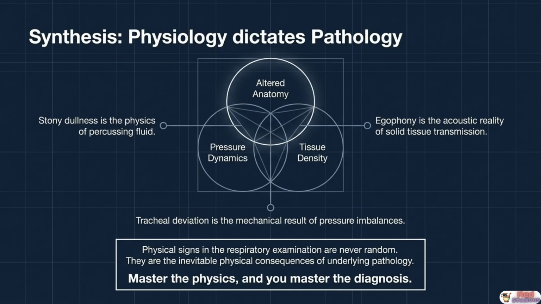Altered anatomy explains structural displacement findings. Pressure dynamics explain tracheal deviation as the direct mechanical result of pressure imbalances between the 2 sides of the chest. Tissue density explains stony dullness, which is simply the physics of percussing fluid rather than air or solid tissue. And acoustic transmission explains egophony, which is nothing more than the acoustic reality of sound transmission through solid, consolidated tissue compared to normal aerated lung.